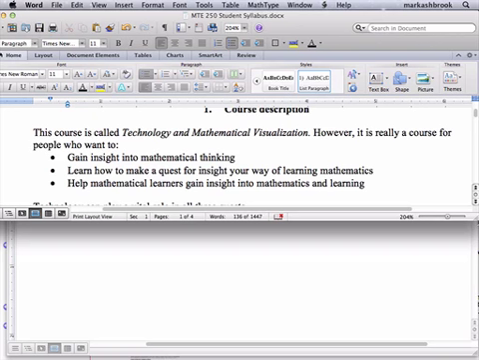Okay? The third one, help mathematical learners gain insight into mathematics and learning. So, what percentage of this is about your future students? All of it. Okay? 100%. What you have is what it's gonna determine what your students have. So the more that you're about an endeavor for understanding and using visualization and technology to make it about understanding, the more your students will also learn in that way as well.